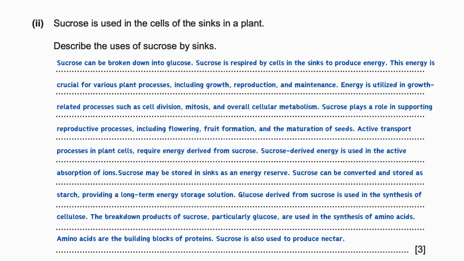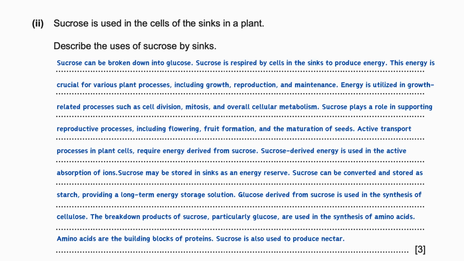Active transport processes in plant cells, which involve the movement of ions against a concentration gradient, require energy derived from sucrose. Sucrose-derived energy is used in the active absorption of ions, a critical process for nutrient uptake by plant cells. Sucrose may be stored in sinks as an energy reserve. Additionally, sucrose can be converted and stored as starch, providing a long-term energy storage solution.